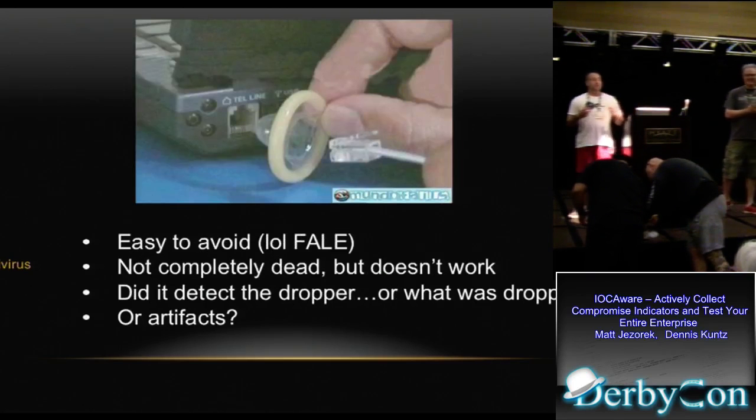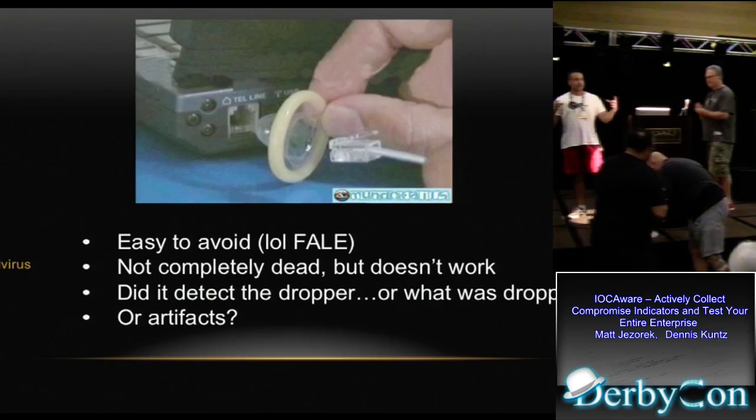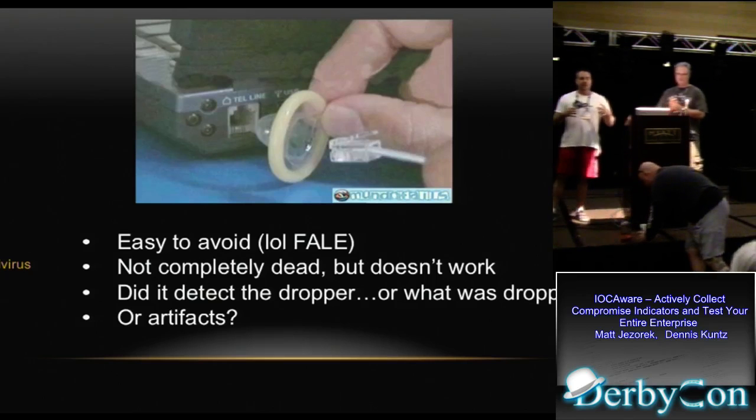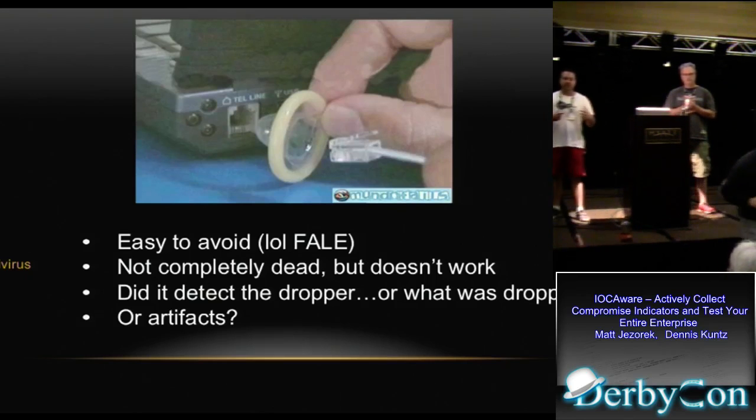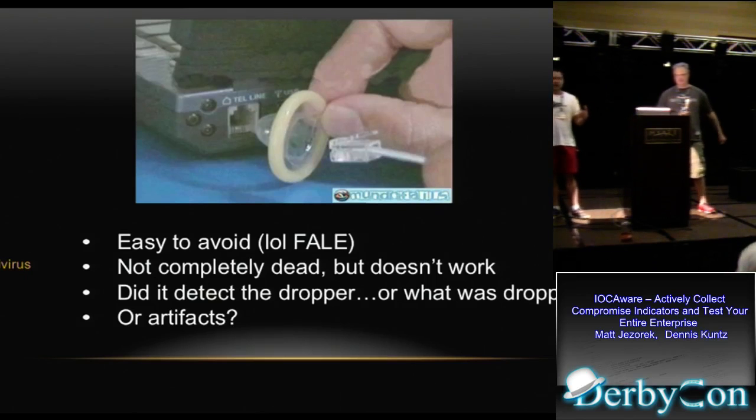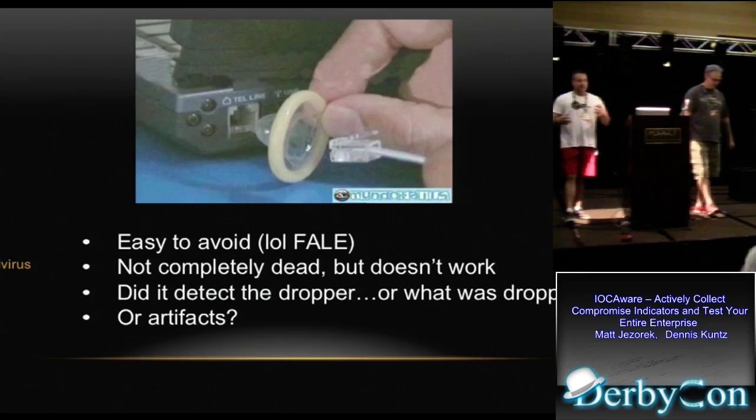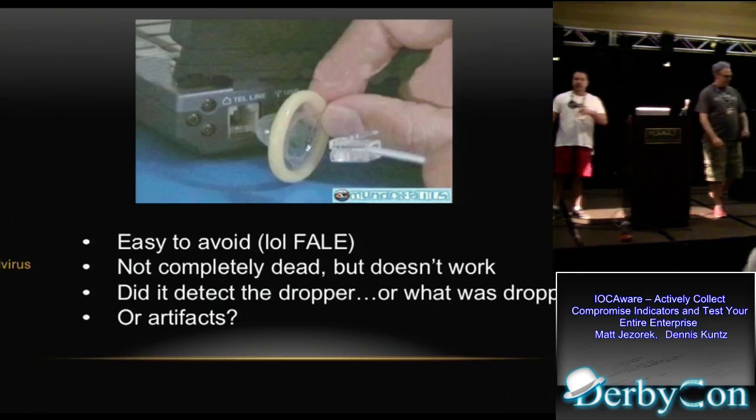This talk is about bringing together indicators of compromise for assessing an enterprise. And what we're going to cover first is the problem, where we are, some disparate things, some current things that are happening, and their issues.